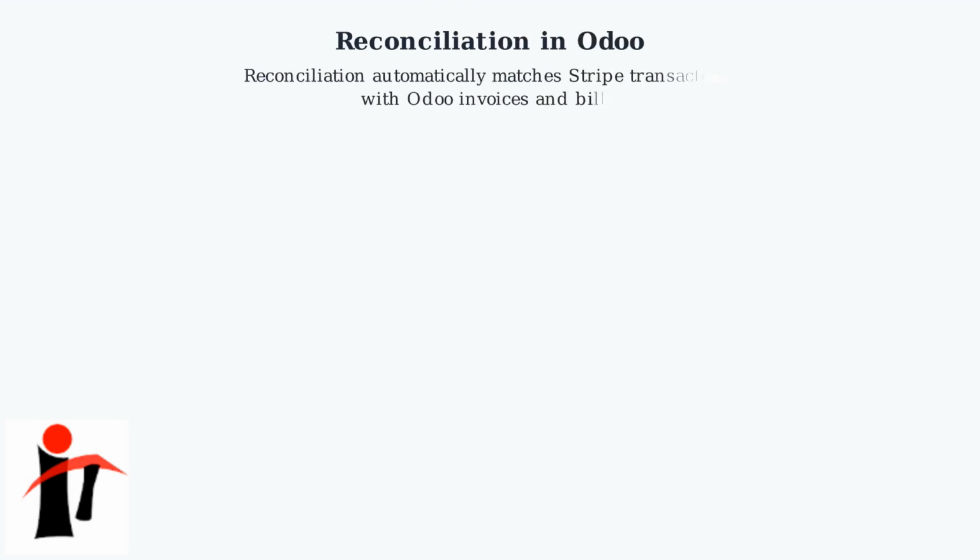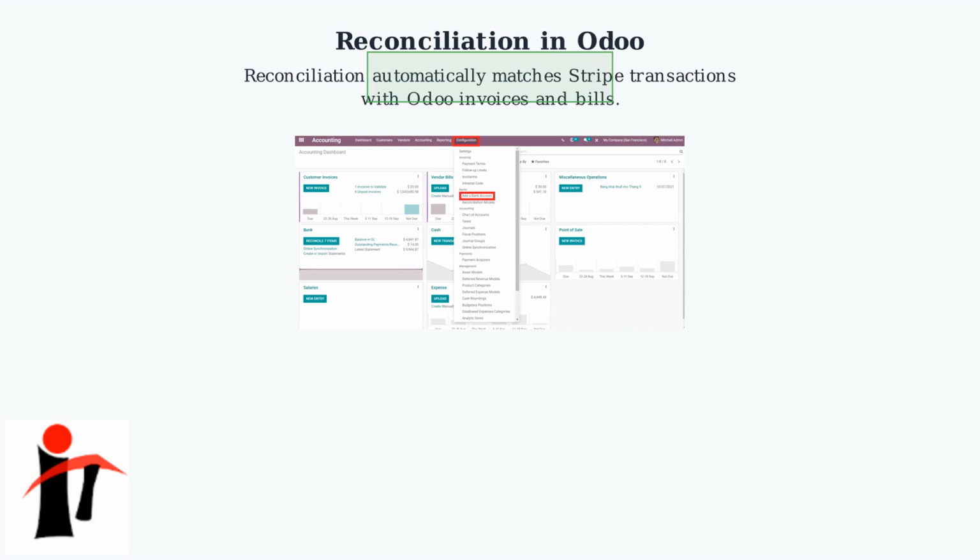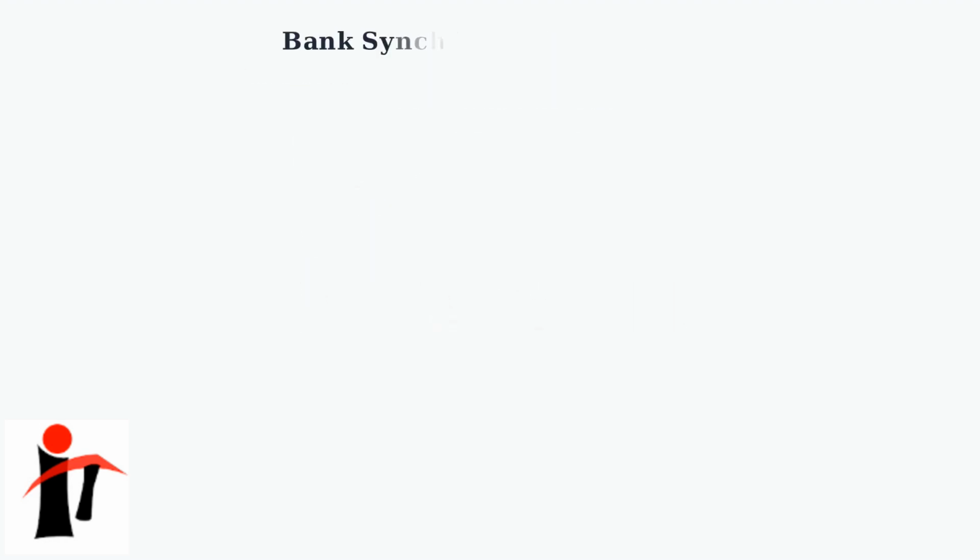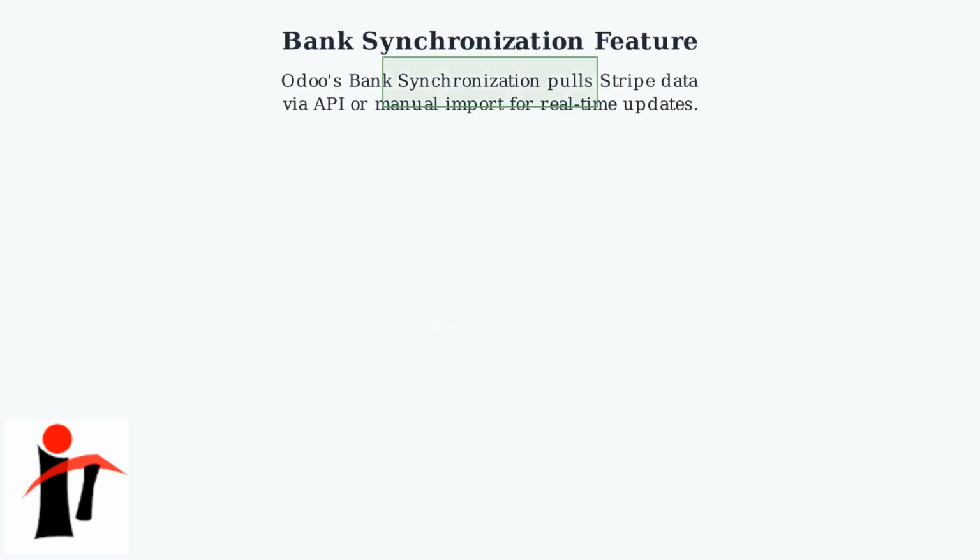Reconciliation is the automated matching of Stripe transactions with Odoo invoices and bills. This process ensures that payments, payouts, and other financial activities are accurately reflected in your accounting records. Odoo's bank synchronization feature pulls Stripe data via API or manual import. This enables real-time ledger updates, automatically handling disputes, refunds, and chargebacks to keep your financial records current.